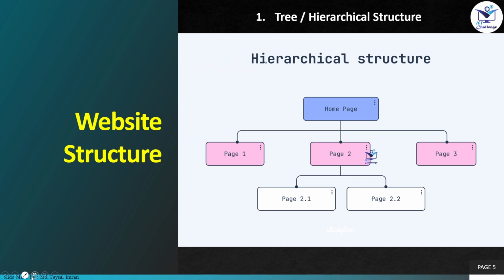This structure is known as a tree structure, because if you look at a tree, it has this kind of structure. If you want to go there, you have to go to this section first, then after that you have to go to this section, right? So that's the reason this structure is known as a tree or hierarchical structure.